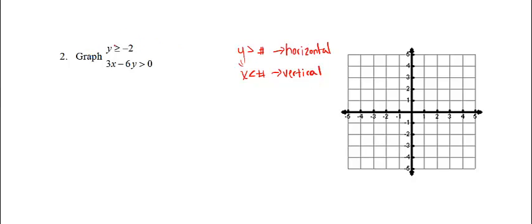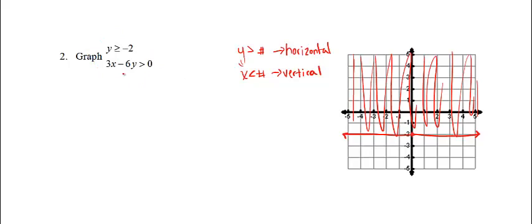So since I have y is greater than or equal to -2, I'm going to go to -2 on the y-axis, and I have a horizontal line. In this case, it's greater than or equal to. So my line is going to be solid. Okay, and since it's greater than, it's going to be everything above that line.